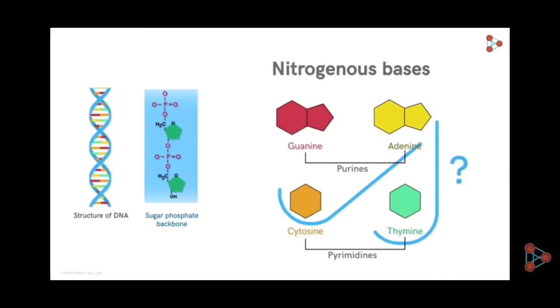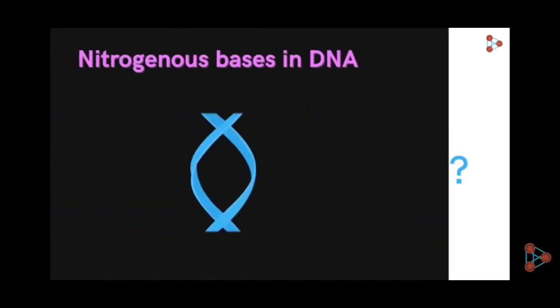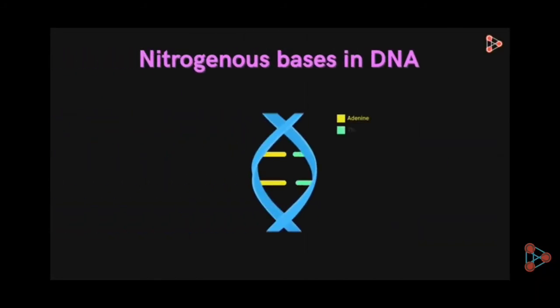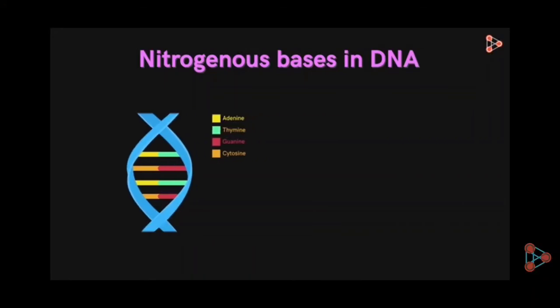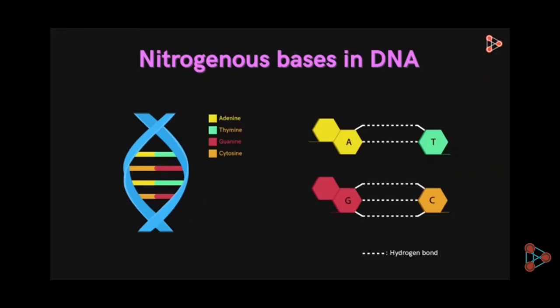Can any purine bind with any pyrimidine? No. It's a thumb rule that adenine always binds with thymine, while guanine binds with cytosine only. These molecules are bound to each other with the help of hydrogen bonds. Adenine binds with thymine with the help of 2 hydrogen bonds. Guanine and cytosine, however, bind with 3 hydrogen bonds.